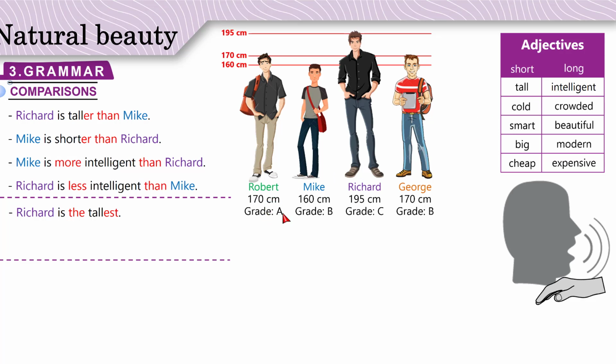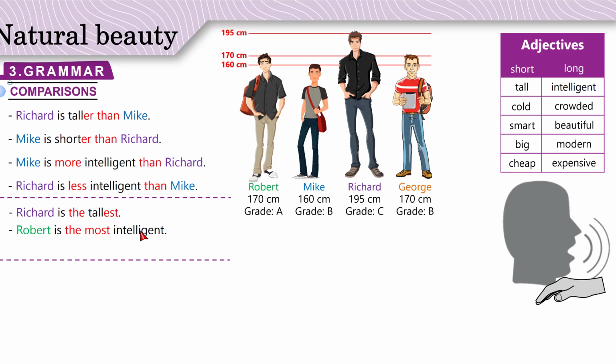Robert's grade is A. He is the smartest. Or we could say that he is the most intelligent. If we say smart, smart is short, we say that Robert is the smartest student. Intelligent, we don't say more, we say the most. That is very important. The most intelligent student in the school. Robert is the most intelligent student in the school.